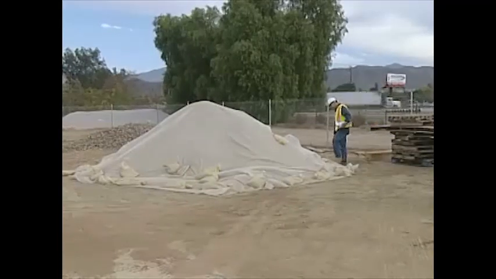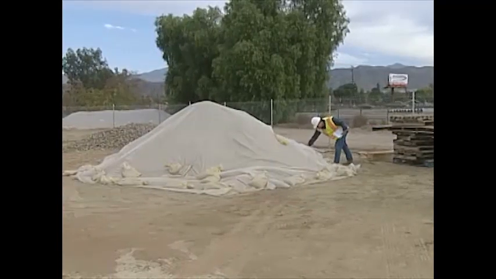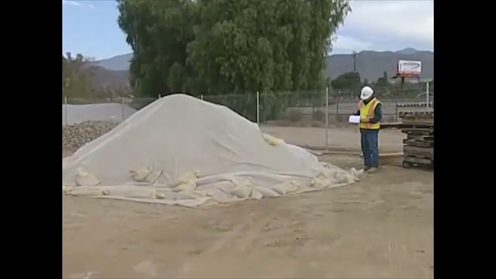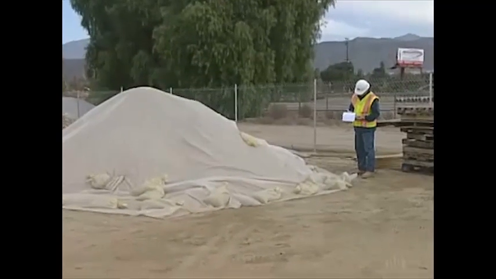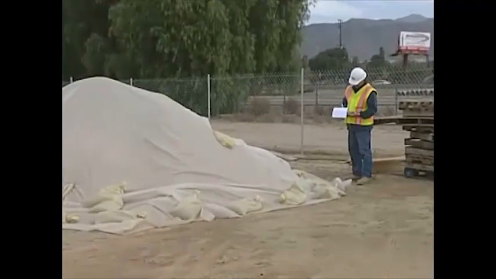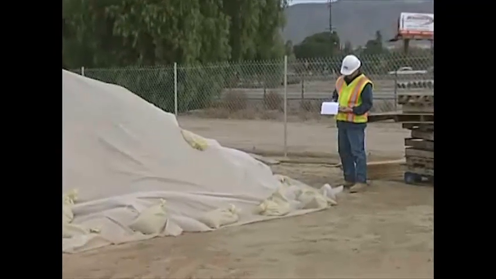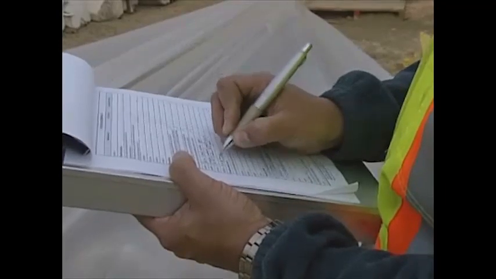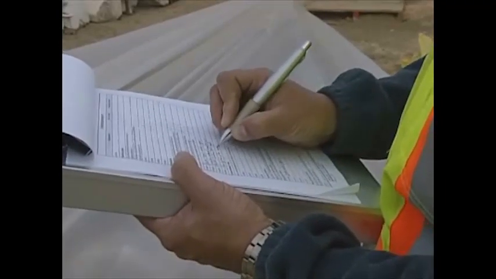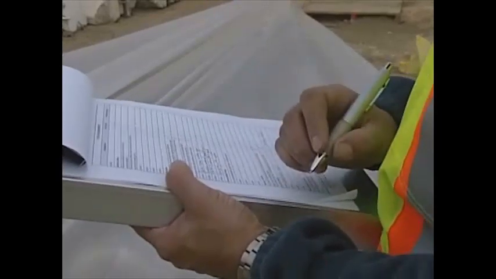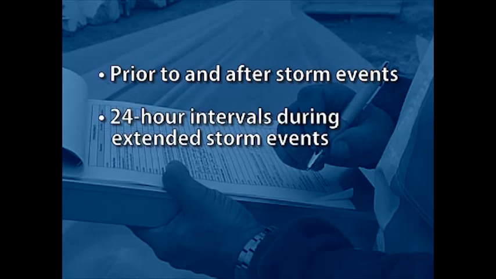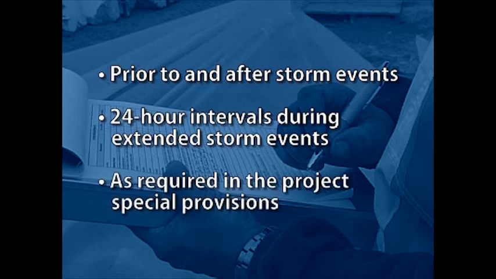Water pollution prevention inspections need to be performed routinely in order to evaluate BMP effectiveness and implement repairs or design changes as soon as possible. Inspections are most effective when conducted jointly by the contractor's water pollution control manager and Caltrans inspectors at intervals described in the project special provisions. During the rainy season, inspections must be completed by the contractor prior to and after storm events, at 24-hour intervals during extended storm events, or as required in the project special provisions.